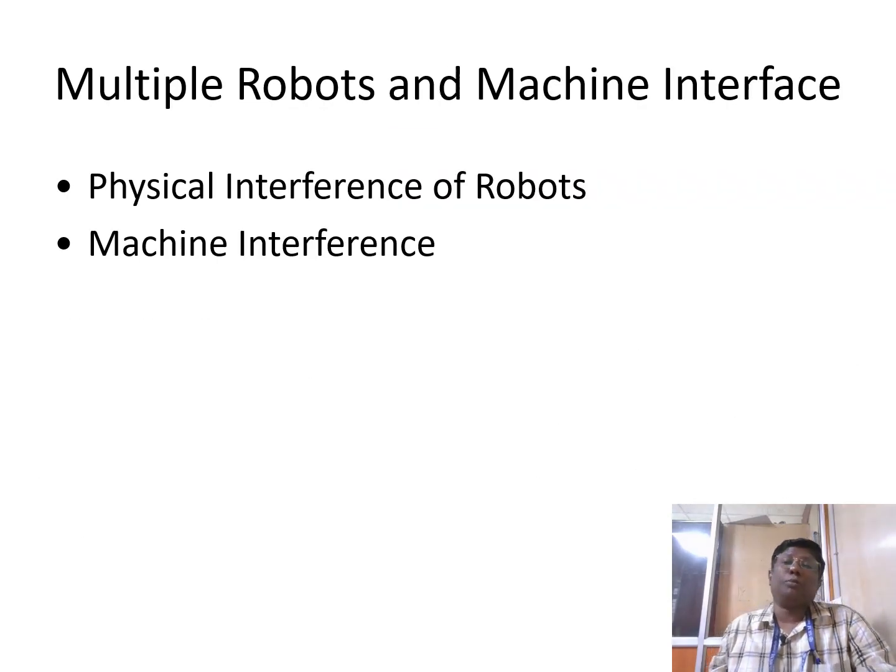Now, multiple robot machine interface. How to do a machine interface? There is physical interference of the robot and machine interference. So, two things: machine interference. One machine, after performing, has to go to the next operation, because one specific operation will be done by a single machine. Similarly, if you are using multiple robots, they should not interfere with the machine or another robot.